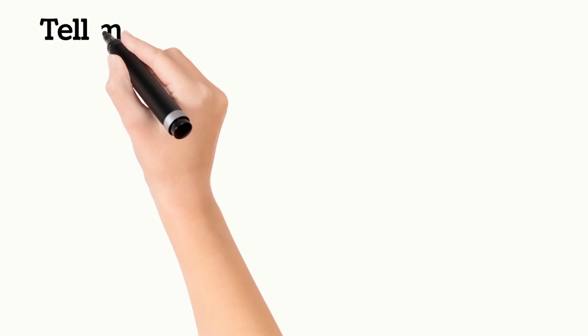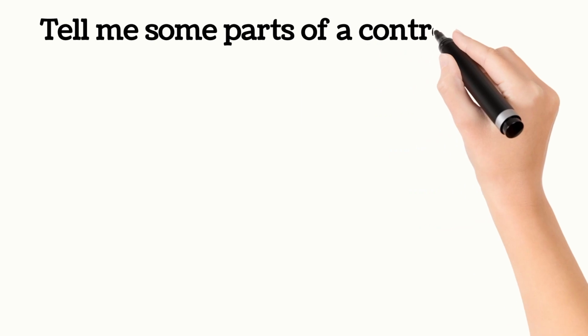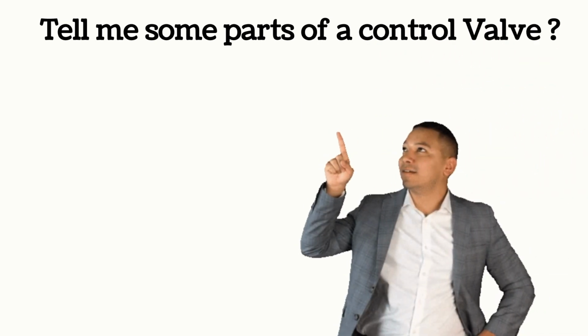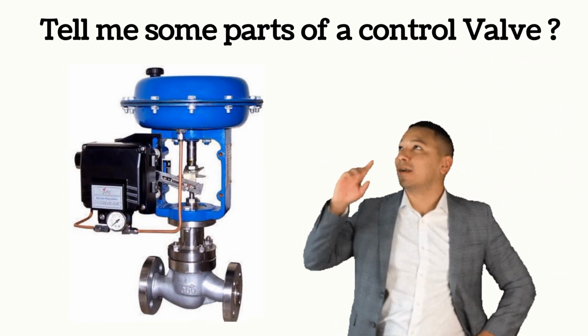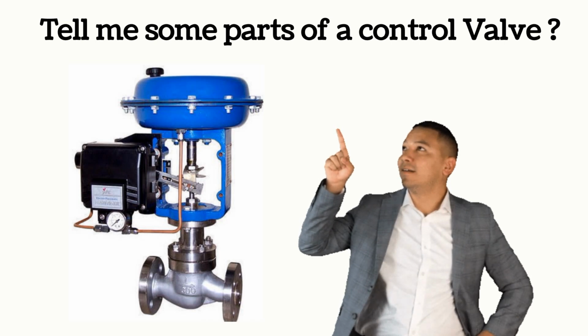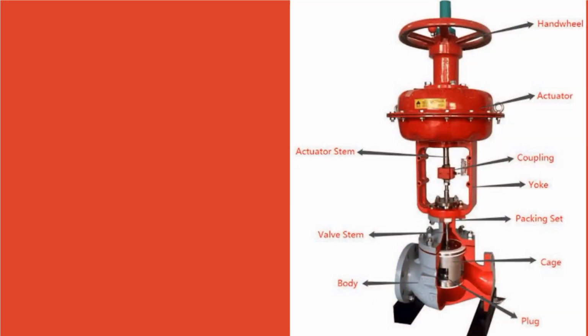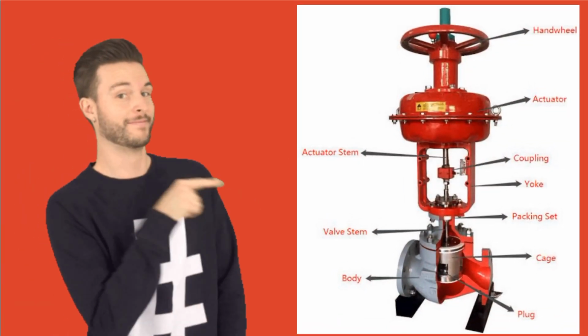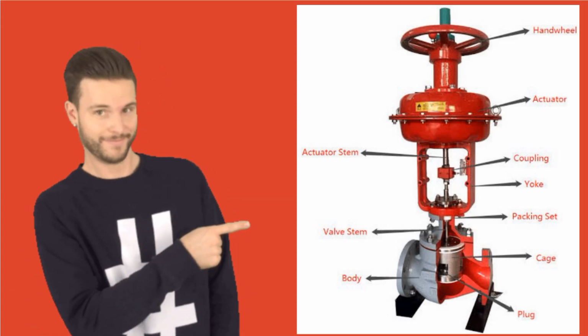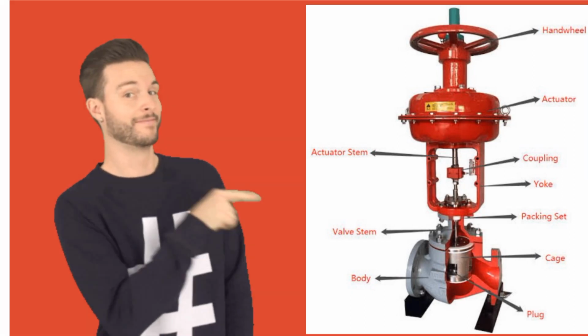So the last question is, tell me some parts of a control valve. So friends, you must know the parts of control valve. Now see, these are some parts: hand wheel, actuator, coupling, yoke, cage, plug, body.